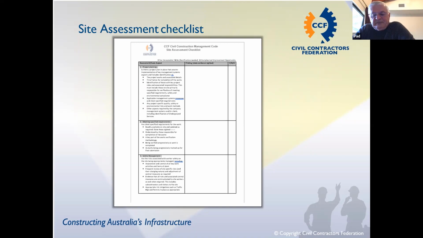The other things would be meeting specific requirements. And in that side, you can see our client specified requirements for the work readily available on site. Do the guys know what the client's requirements are? Readily available on site and updated as required. Understood by those responsible for completion of the works. So in other words, the people doing the job, do they understand what the client requirements are? A key part of the work verification methodology being verified progressively as completed, as built.